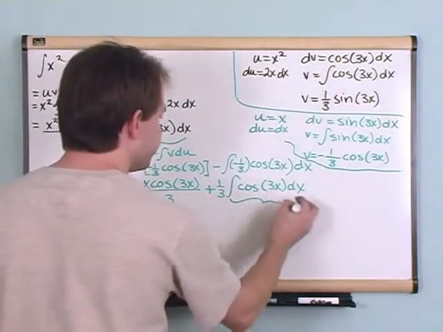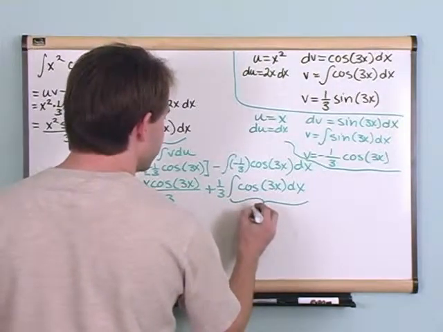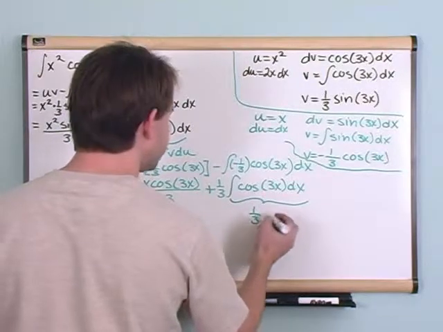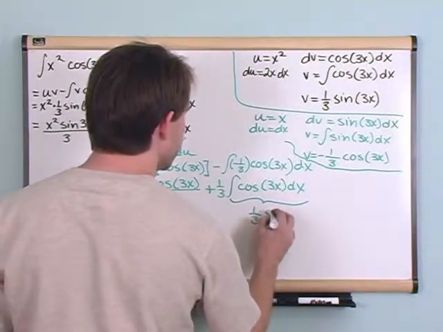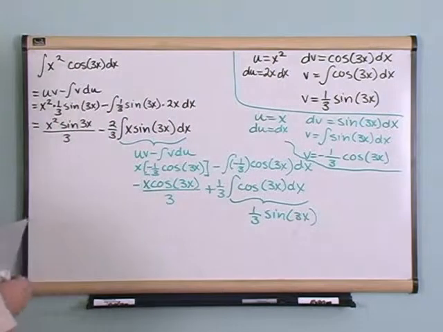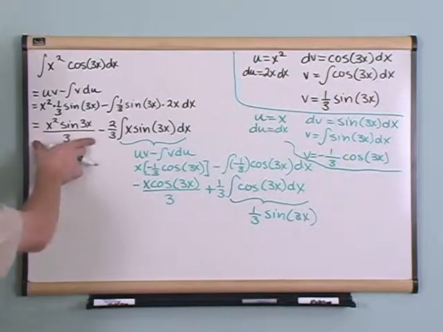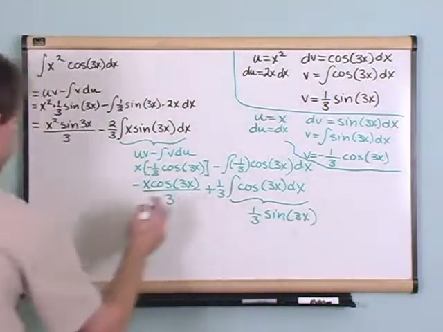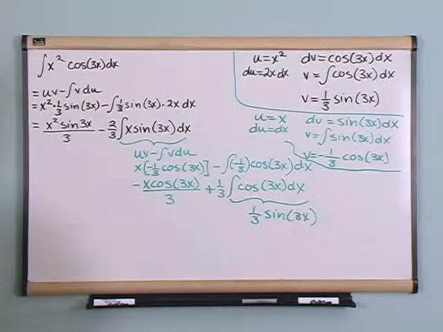So this one, I'll just tell you, is equal to 1/3 times the sine of 3x. Okay? So you see we've got this, and then we've got this, and then we've got this, and we need to make sure we catch it all, otherwise the whole problem is going to be wrong.